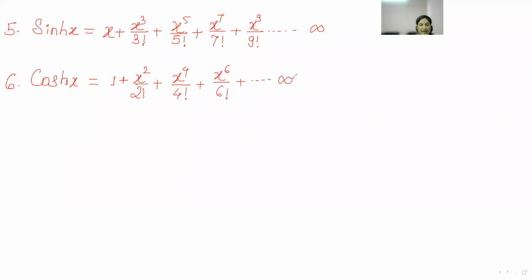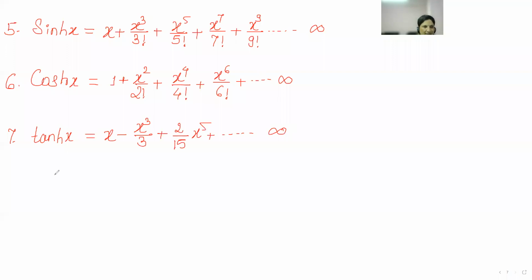Okay. Now tan hyperbolic x. What is the expansion of tan x? x plus x cubed by 3 plus 2 upon 15 x raised to 5, plus so on up to infinity.